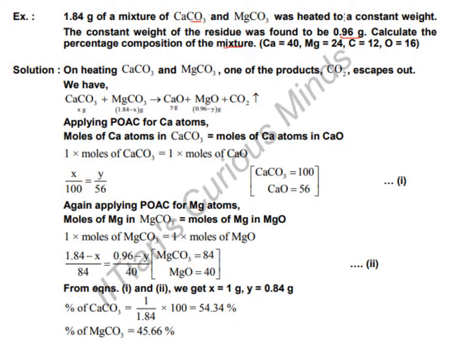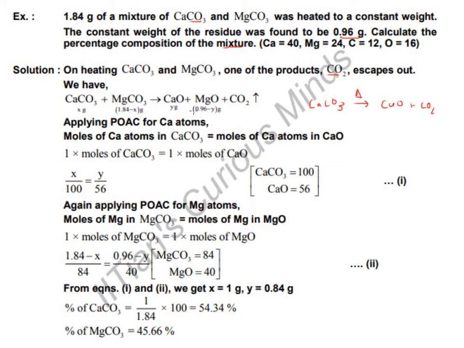Now here it is given, it is heated to a constant weight. So whenever carbonates are heated, generally CO2 is escaped out. CO2 is escaped. You can see सिर्फ हम लोग कैल्शियम कार्बोनेट की बात करें, so कैल्शियम कार्बोनेट को हीट किया, so that is CaO plus CO2. Similarly, magnesium carbonate के लिए भी यही होगा. So yes, in solution you can see on heating calcium carbonate and magnesium carbonate, one of the product CO2 escapes out. So this you have to remember.